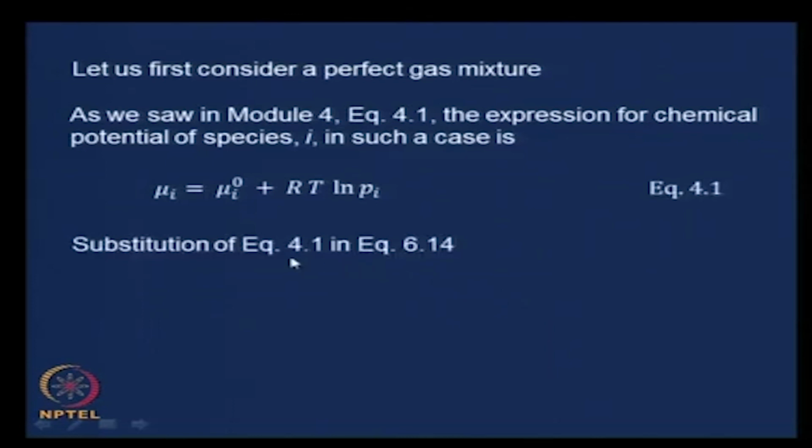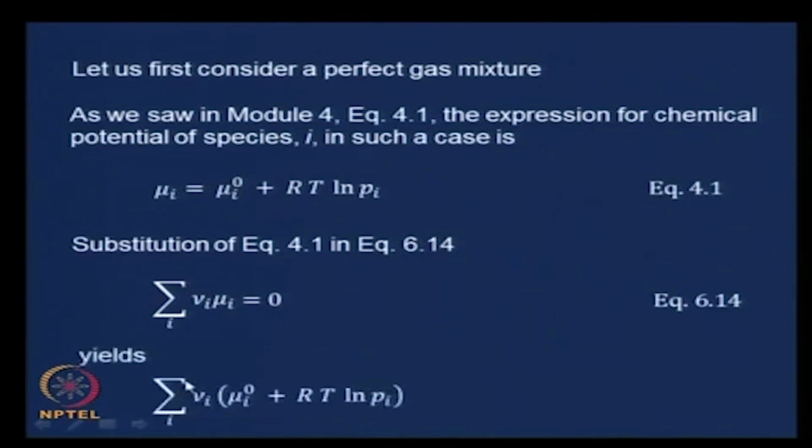If we substitute equation 4.1 in equation 6.14, which is the condition for reaction equilibrium, sum over nu i mu i equals 0, we substitute mu i with mu i naught plus RT ln Pi. If we do that, then we could write sum over i nu i times (mu i naught plus RT ln Pi) equals 0.